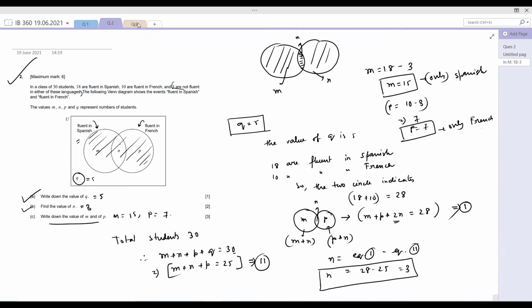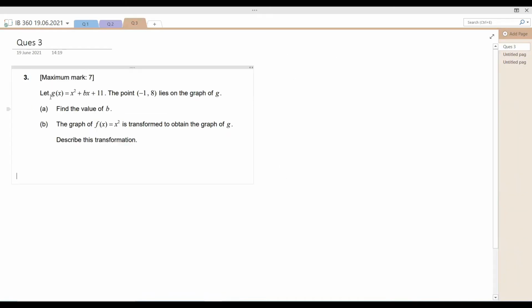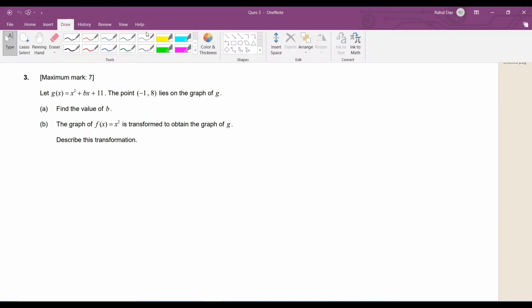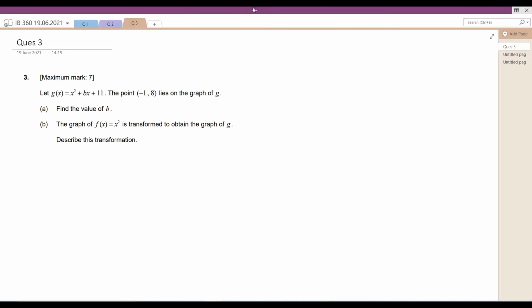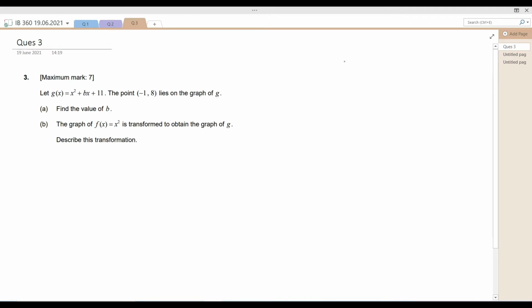Now question number 3. Let g(x) equals x square plus bx plus 11. The point (-1, 8) lies on the graph of g. If any point is lying on a graph, then here the x value is -1 and the y value is 8. So for the x value, the equation gives the y value 8, that is y equals g(x) equals x square plus bx plus 11.